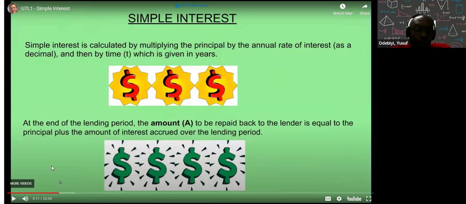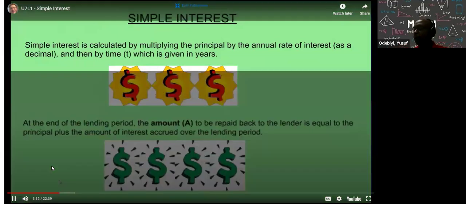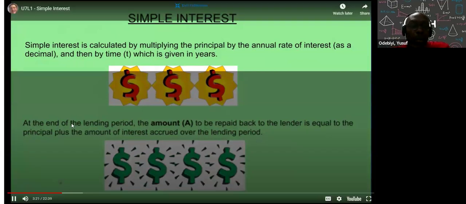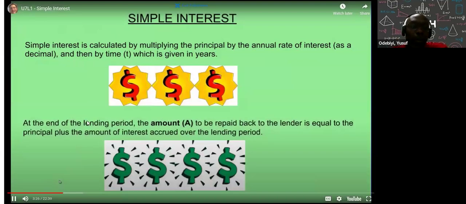It's calculated by multiplying the principal by the annual rate of interest. Then, depending on how long that amount of money is in the investment, we multiply that by time. Things to note here: time we always reference in years, so time is always in years. And A is the amount that we have to repay back if we borrow.